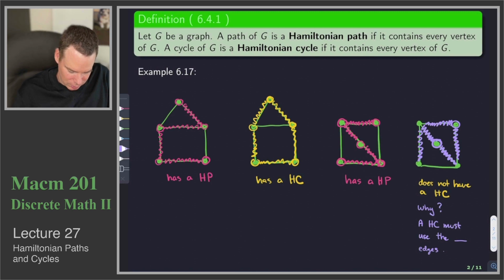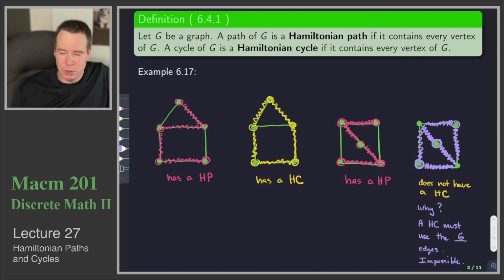It also must use this edge because this vertex is of degree 2. And it must use this edge. So it has to use 6 edges. So how can a cycle that contains 5 vertices use 6 edges? Well, it can't. That's impossible. A cycle on 5 vertices uses 5 edges. So this is impossible.